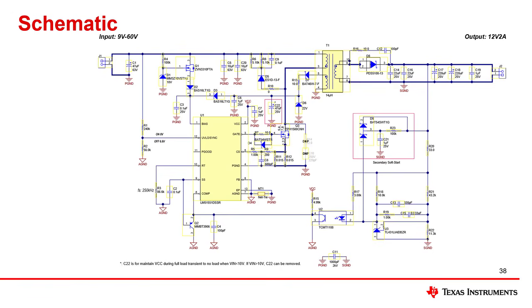Here you can see the final schematic of the example we just calculated. The loop in this case is closed using an optocoupler and the TL431.